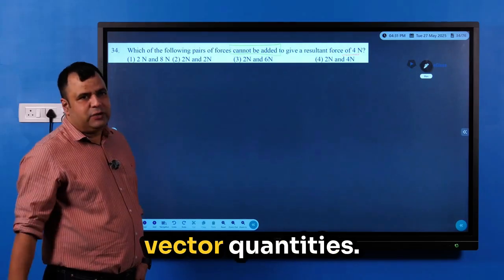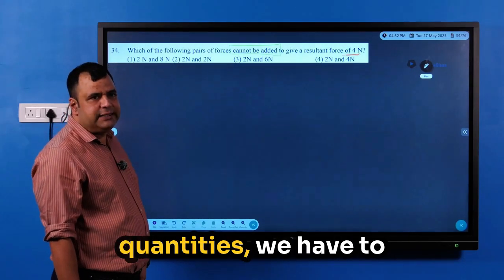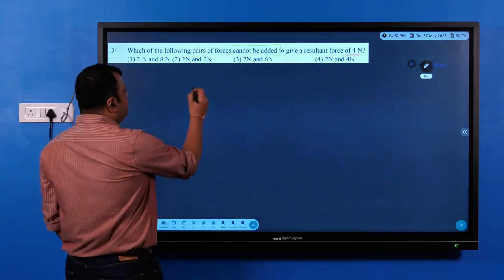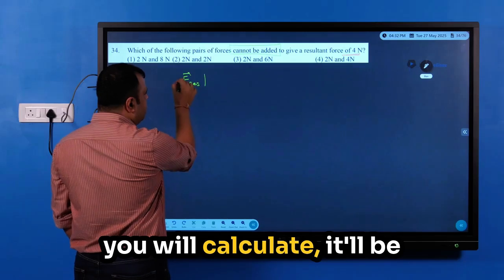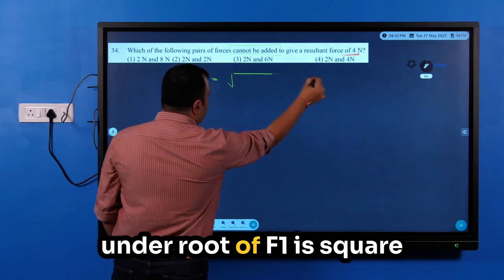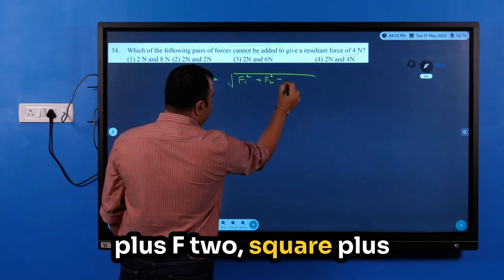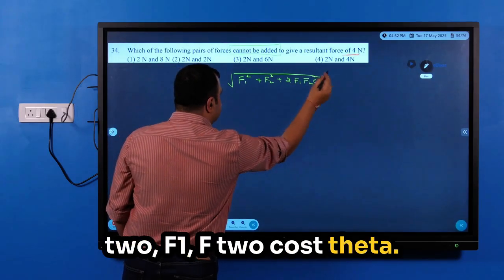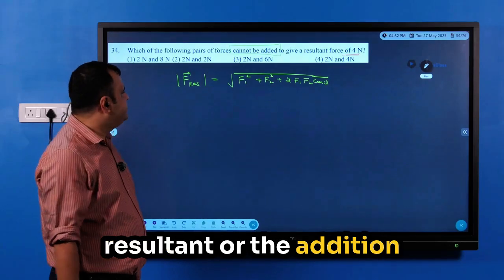Our forces are vector quantities. So when we calculate the resultant of vector quantities, we have to follow the method which is true for every vector. So we have that formula. The F resultant, when you calculate, will be the square root of F1 square plus F2 square plus 2 F1 F2 cos theta. That's the formula for calculating the resultant or the addition.